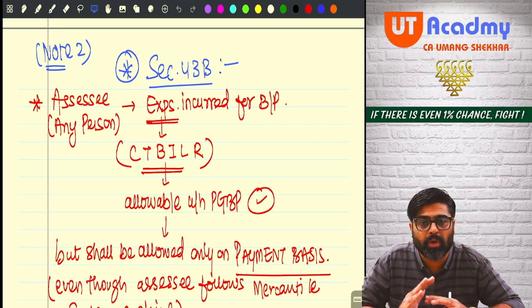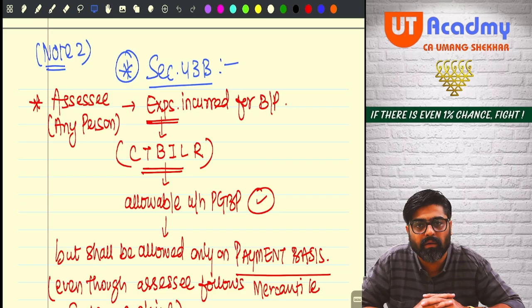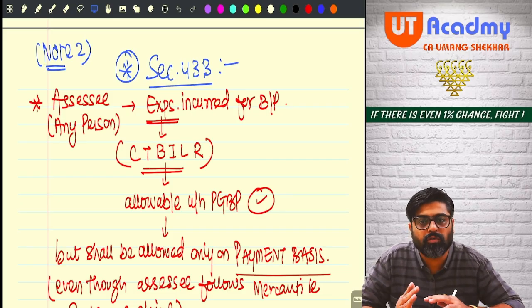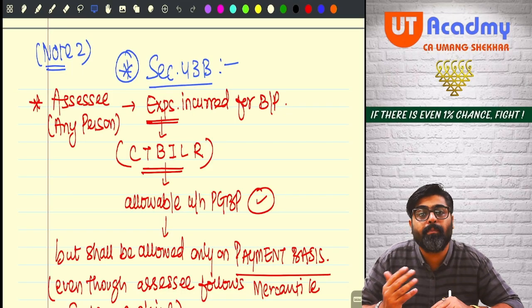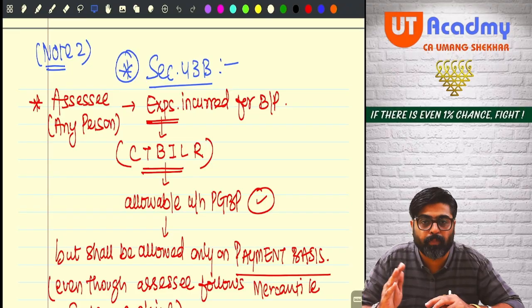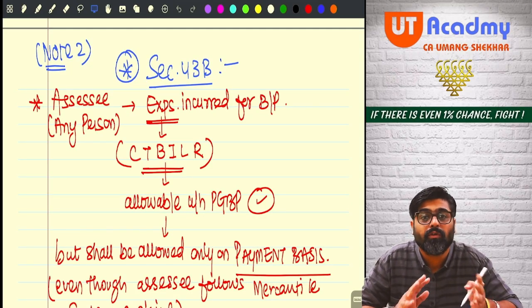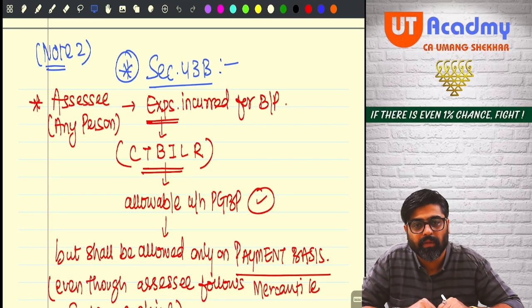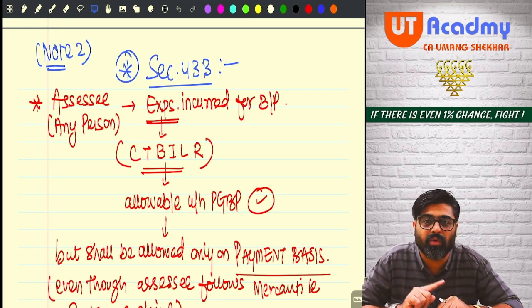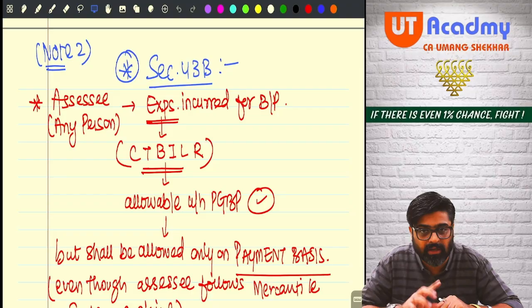Sometimes you can import goods from outside India for the purpose of your business. On those goods which you have imported, you have paid customs duty. You have paid import duty. That import duty is paid on the goods in which you are dealing. So even that customs duty paid by you is an expense which is related to your business. It is a tax related to your business.